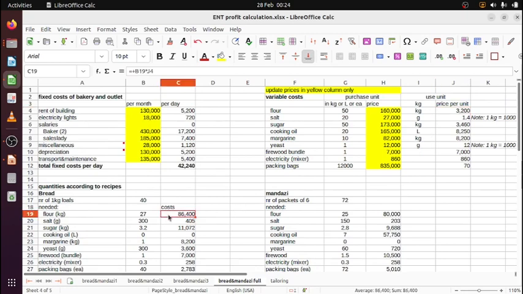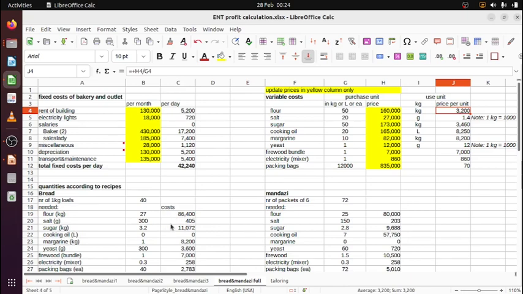So this formula should say B19, this cell, multiplied by this cell, G9. Is it correct? Yes, flour. So here I will see B19 times J9. It's here. You get it?